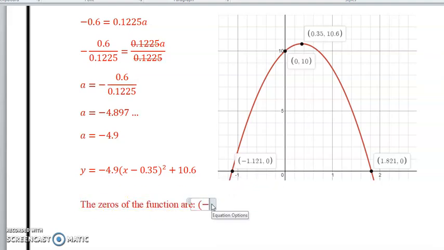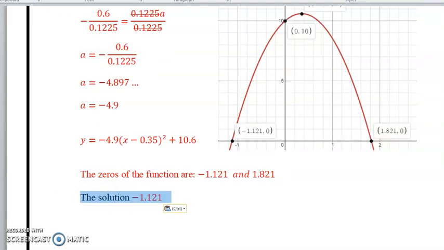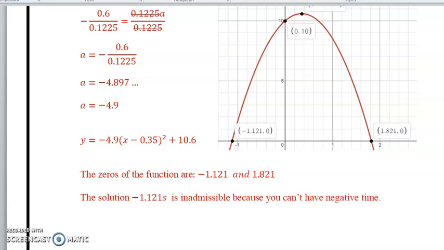All right, so we have negative 1.121. So we're not calling x, we're just calling 0, so we just less than 1.821. So the solution is negative 1. Again, remember it's in seconds. Is what's called inadmissible because you can't have negative time.